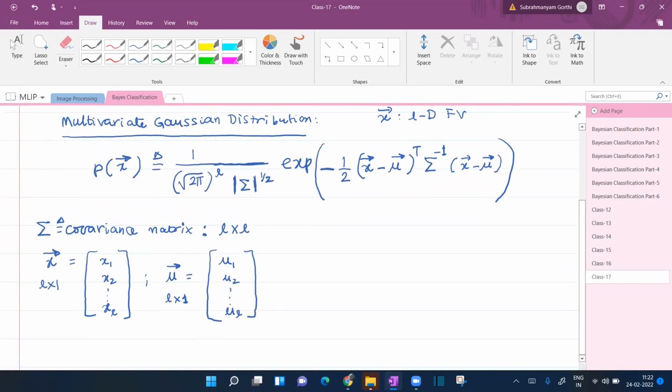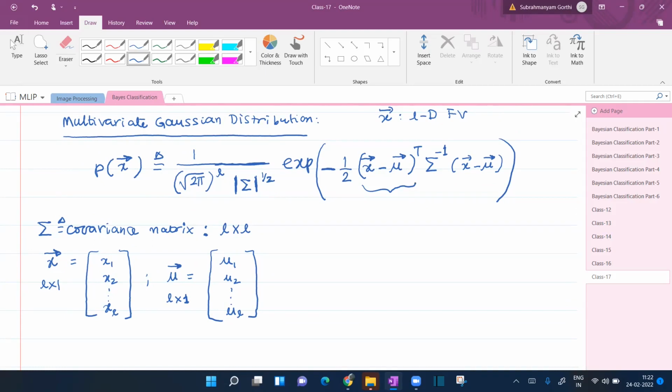Right. Now let me come here. What is the dimensionality of that matrix? x bar minus mu bar whole transpose is 1 cross L. What about the inverse of this covariance matrix? What about the size of that matrix? L cross L only, sir. L cross L.